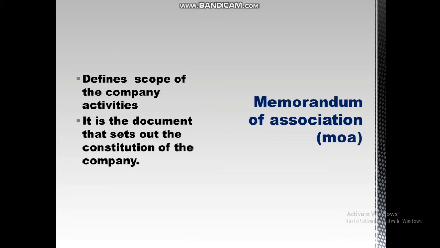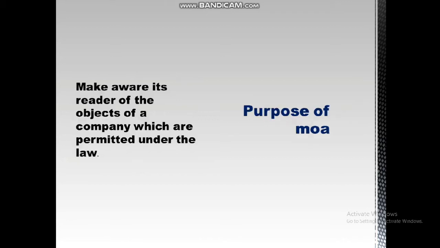And the second purpose is that anyone dealing with the company will know without any doubt what the permitted range of the company is. It should be duly stamped, signed by the subscribers, 2 for a private company and 7 for a public company, and attested by the signature of a witness. The subscribers to the memorandum are termed the original members of the company.